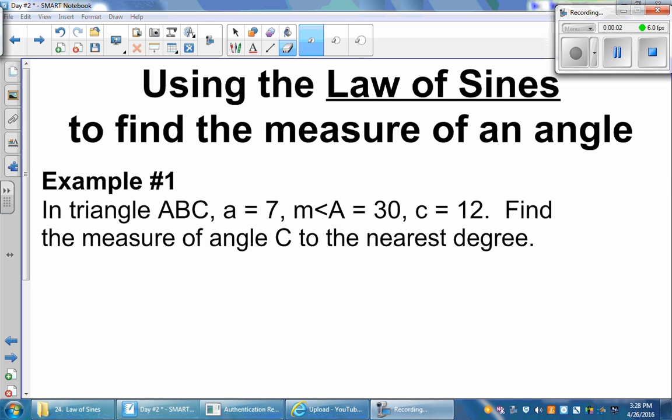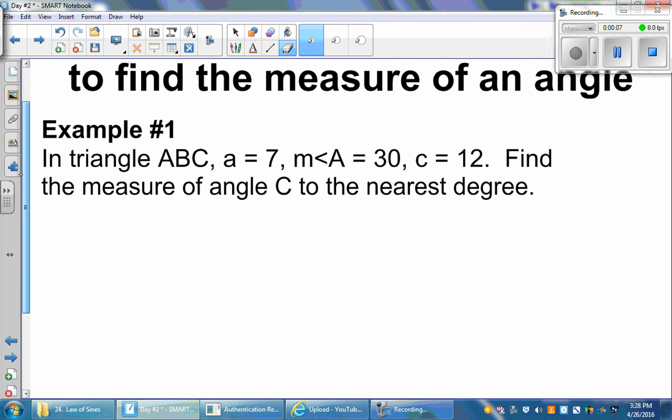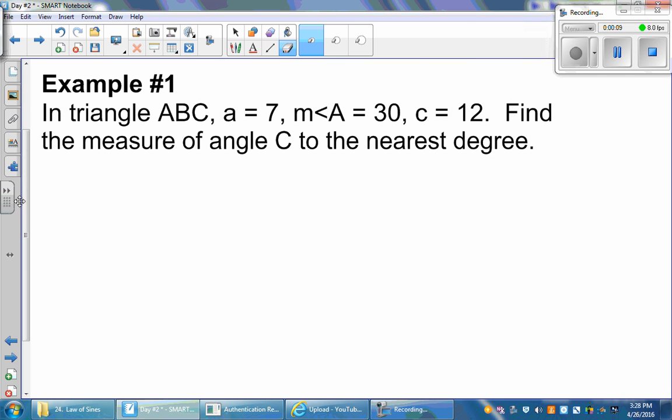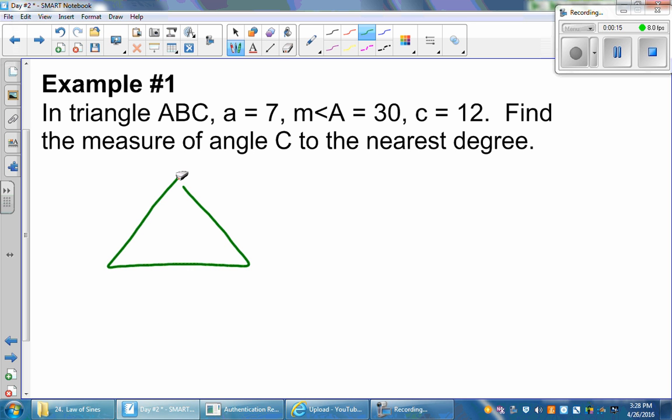In this video, we're going to use the law of sines to find the measure of an angle. Now, the law of sines can be found on our reference sheet. And as we know, it's used to do two things. One is to find the length of a side. The other is to find the measure of an angle. Today, we're going to go ahead and find the measure of an angle.